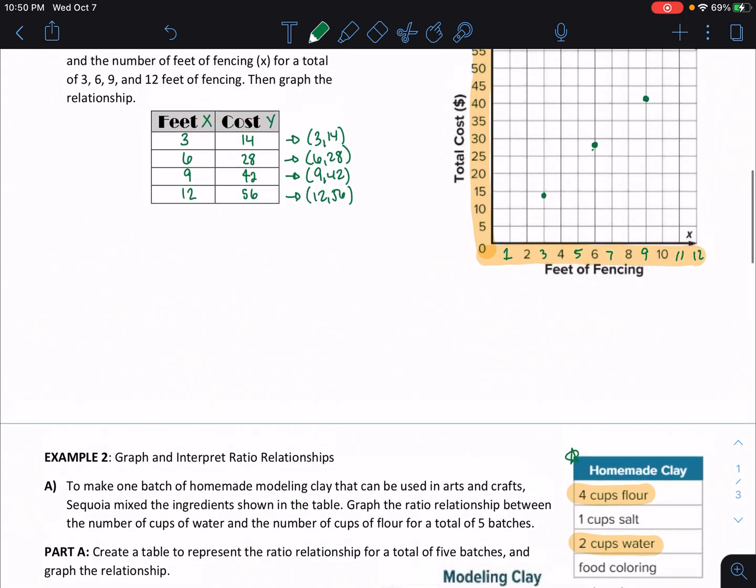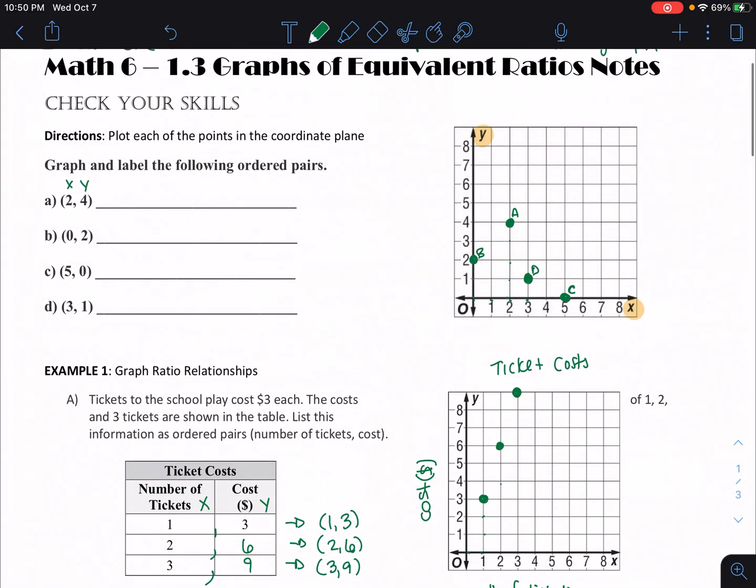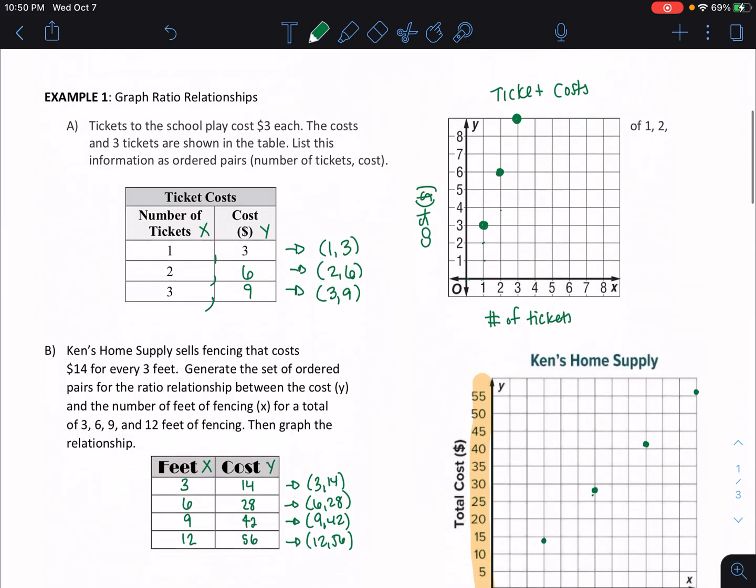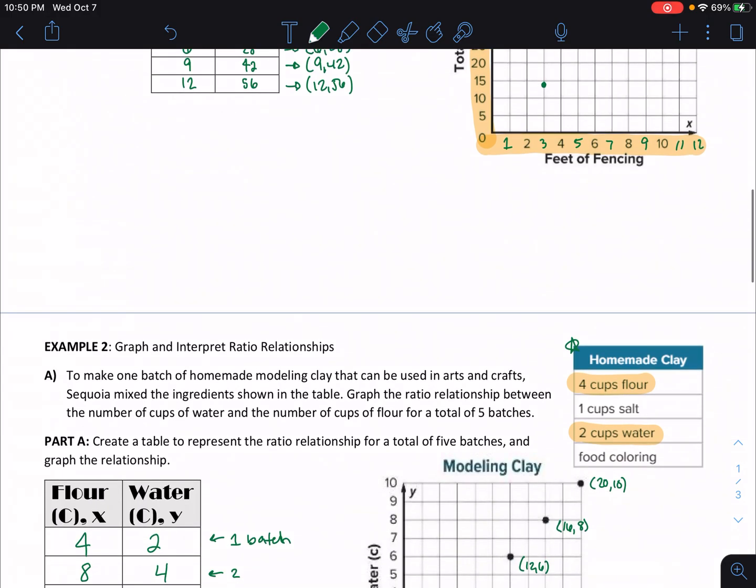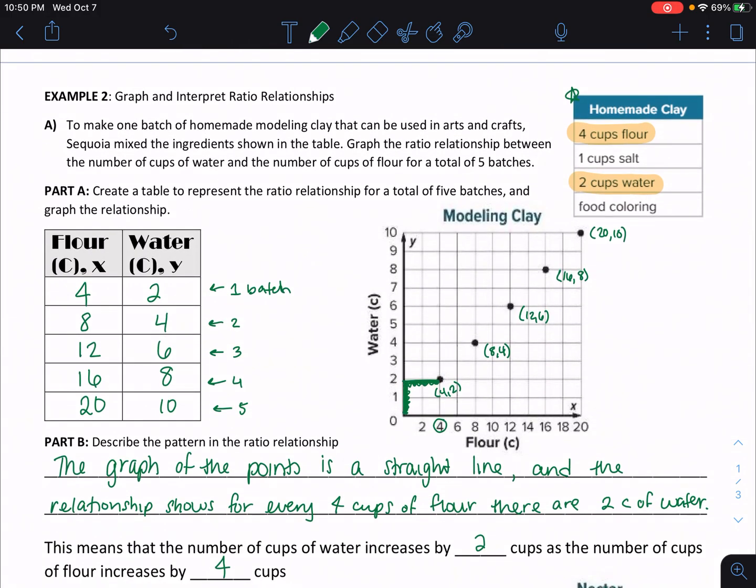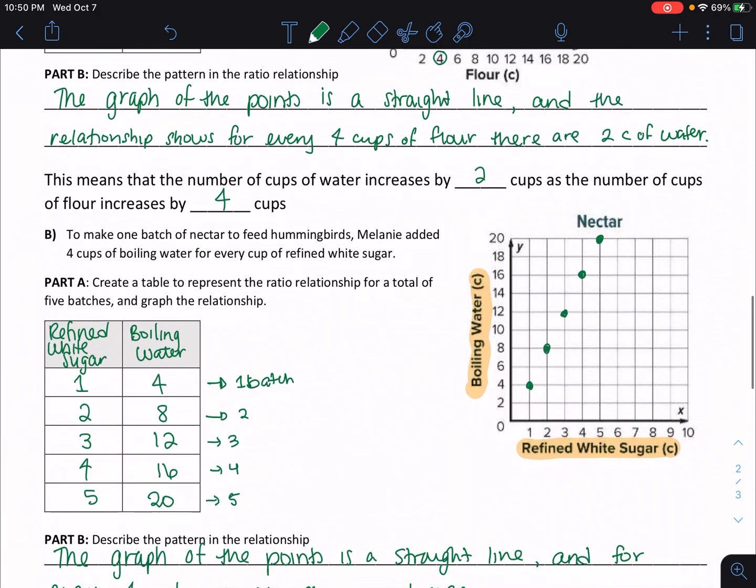So we started off by, can you plot the points? So can we plot our points in this very first check your skills area? Can we create a table of ordered pairs and graph that relationship? And then what can we say about that relationship? What does this graph look like and what does that mean? What is the ratio relationship and what does that mean?